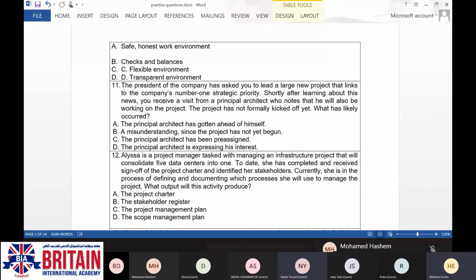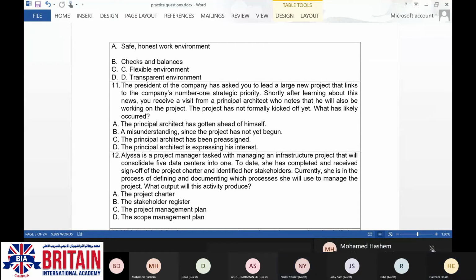Okay. First of all, the principal architect has gotten ahead of himself. What do you understand from this? That he assigned himself to lead the project. He is imposing himself on the project. That's exactly it.